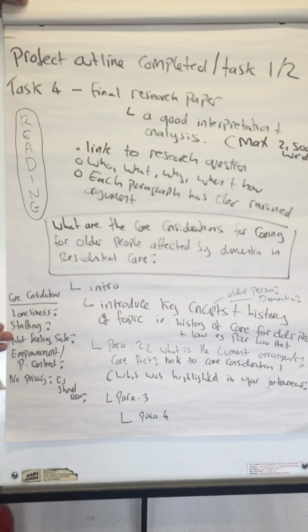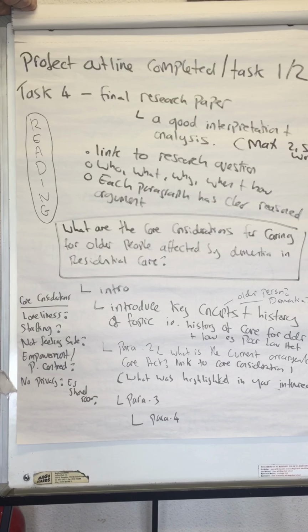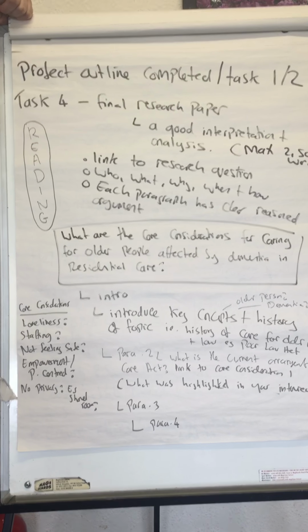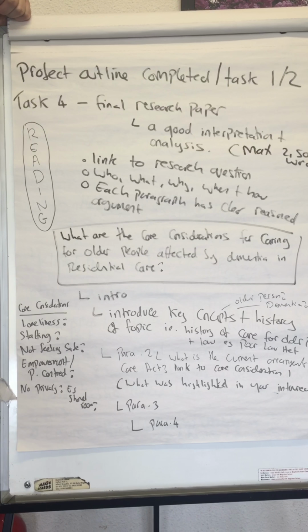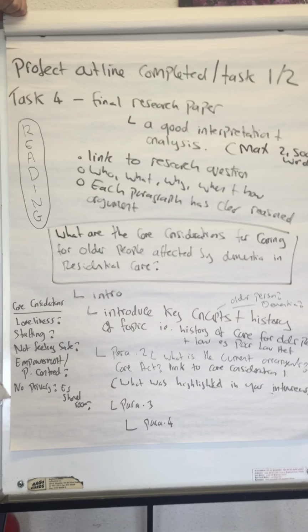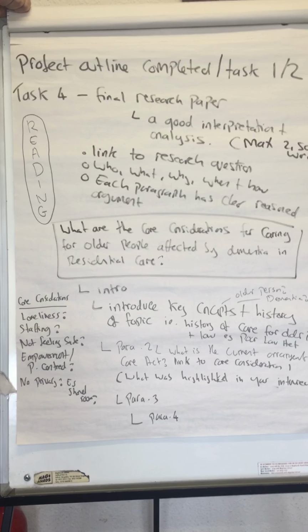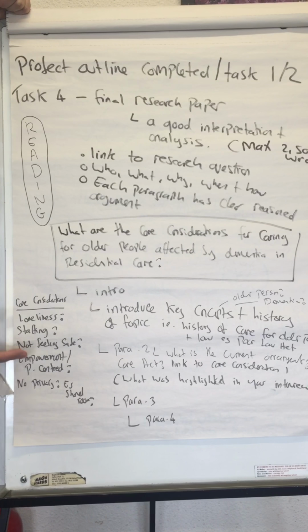So in this case, it could be about loneliness, feeling quite isolated and excluded. It could be about staffing. They might not feel like they've been valued by the staff in their residential care home. They might not really understand their needs. It could be about maybe not feeling safe.